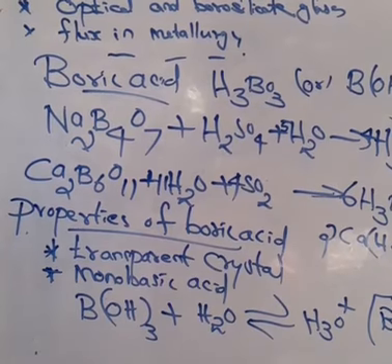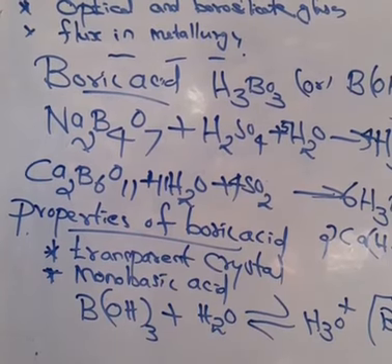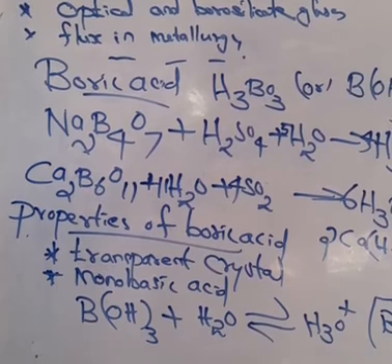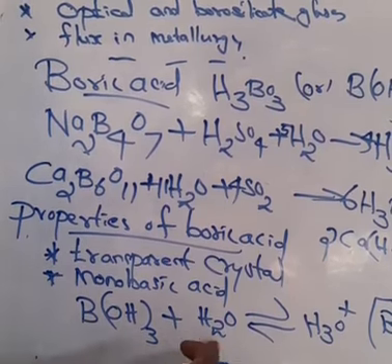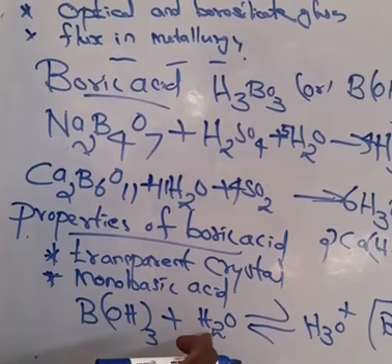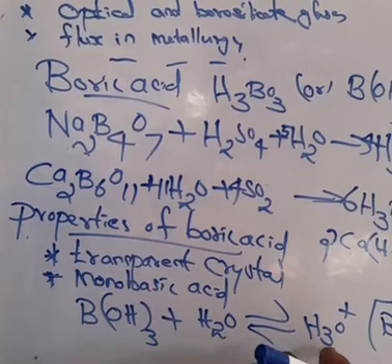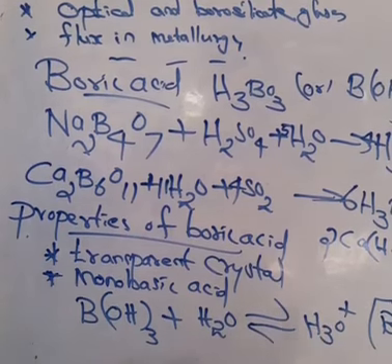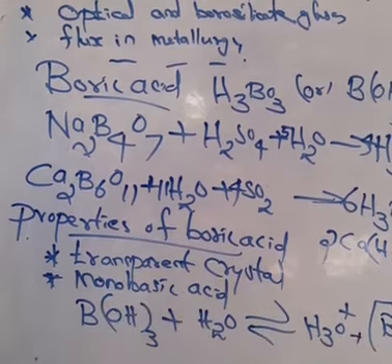This is one of the ions. Here the hydroxyl group is donating a proton. It accepts the hydroxyl ion and donates one of its protons to water. So here H2O is converted into an H3O+ ion, that is a hydronium ion, along with the borate ion.